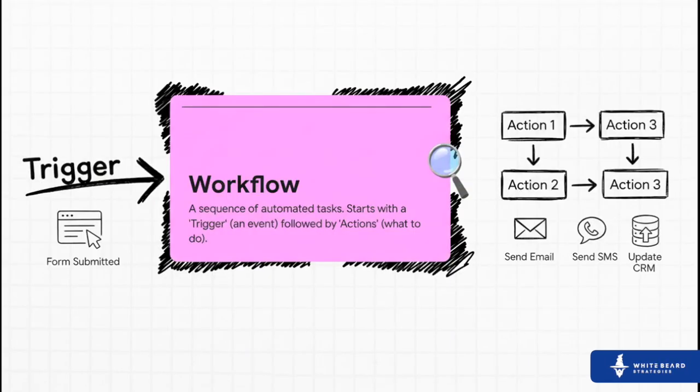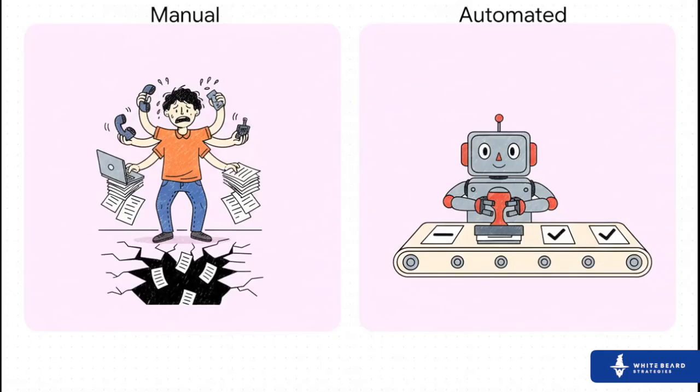So here's the core concept. Every single workflow, no matter how complicated it might look, boils down to just two things: a trigger and an action. The trigger is the event that kicks everything off, like someone submitting a form. The actions are everything that happens next. Send a text, send an email, update the record. That's it. Trigger, then action. Simple as that.